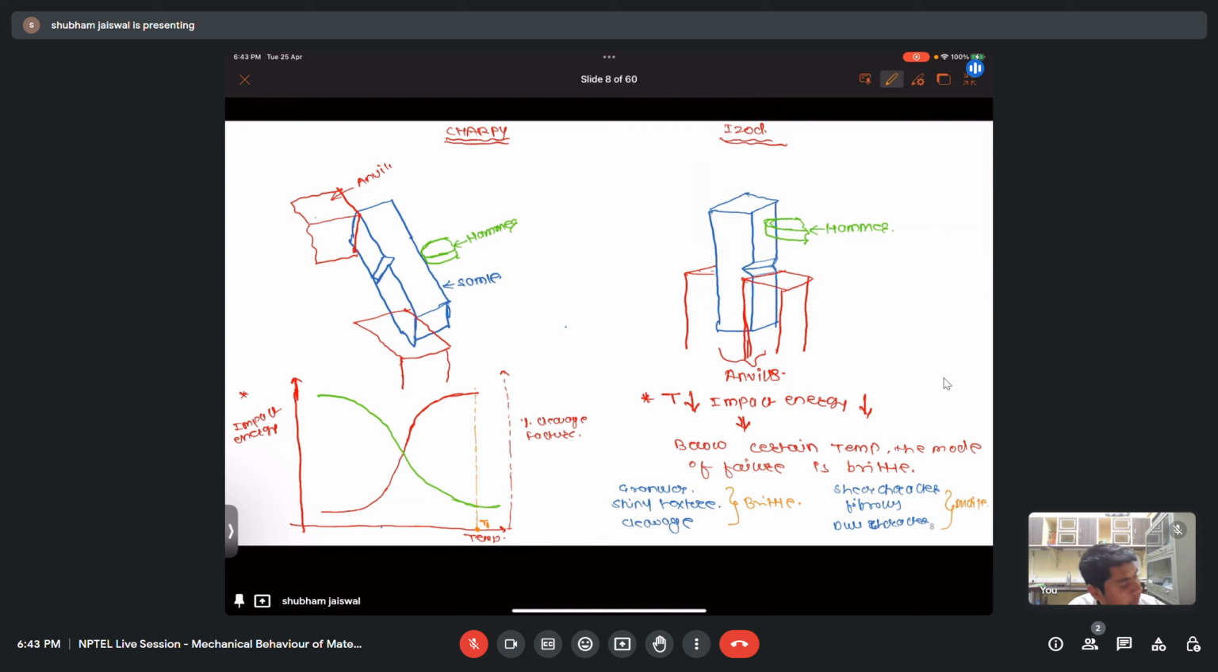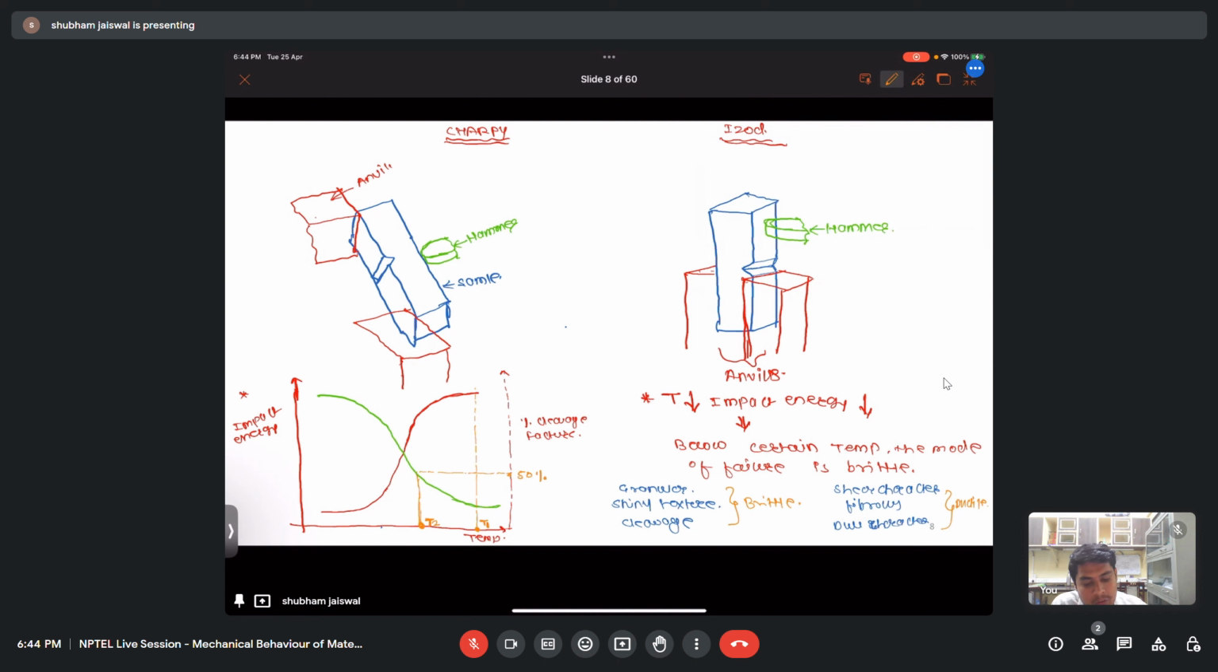Then we have the second temperature, let's say this is my point T2. What does it say? That it has 50% cleavage fracture and 50% brittle fracture, and this temperature is known as FATT. We can call it fracture appearance transition temperature.